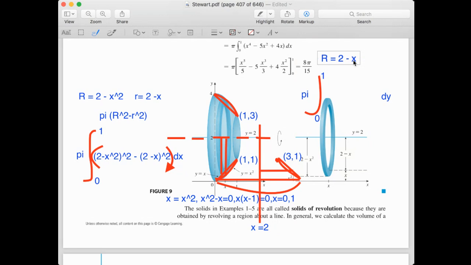Why am I writing x? Because this line is the y equals x line, right? It's y equals x. And then small r? Small r is from 2 up to this curve. And for this curve, we want to write x in terms of y, where x equals the square root of y. So small r would be 2 minus the square root of y.